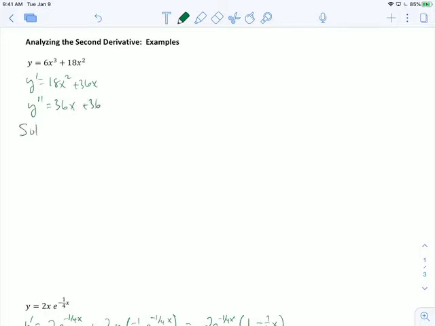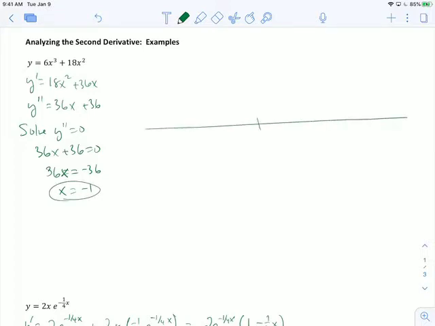And so if I want to solve y double prime equal to 0, I set the second derivative equal to 0. I get 36x equals negative 36, divided by 36. I get x equals negative 1 as my only value. And so I set up my number line, and I'm going to pick test points. I'll choose negative 2 and 0.